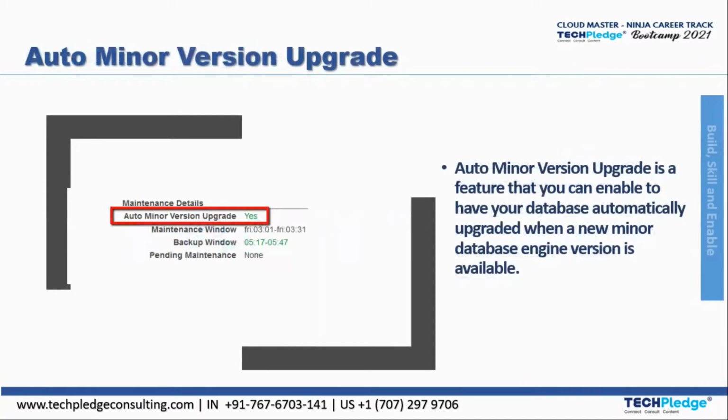And talking about the auto minor version upgrade. Auto minor version upgrade is a feature that enables your database to be automatically upgraded. Whenever a new minor database engine version is available, it will automatically be upgraded. And thus we have seen all these different features of RDS. So let's end it here, and we will look further at the demonstration of RDS on the AWS console.